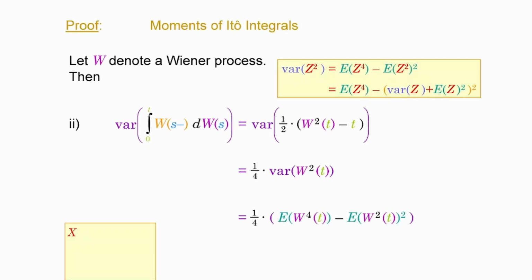Now, regarding the fourth moment, because that comes next, if, let's say, a random variable follows the normal distribution, which is satisfied by the Wiener process, although the expectation is 0, but it doesn't matter.